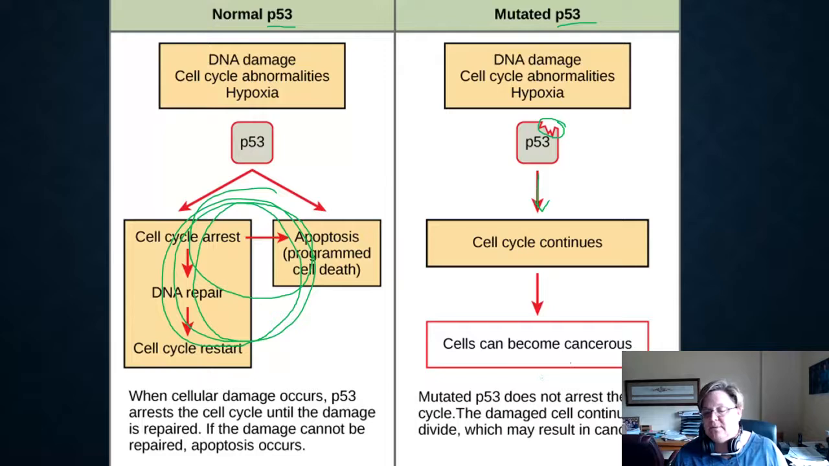The mutated P53 doesn't arrest the cell cycle. It doesn't stop it. It continues to divide, and that is what can cause the cancer. With that continual division, our cells become accumulated, and whatever cell that is becomes enlarged inside a liver or kidney or the brain, wherever that happens to be.